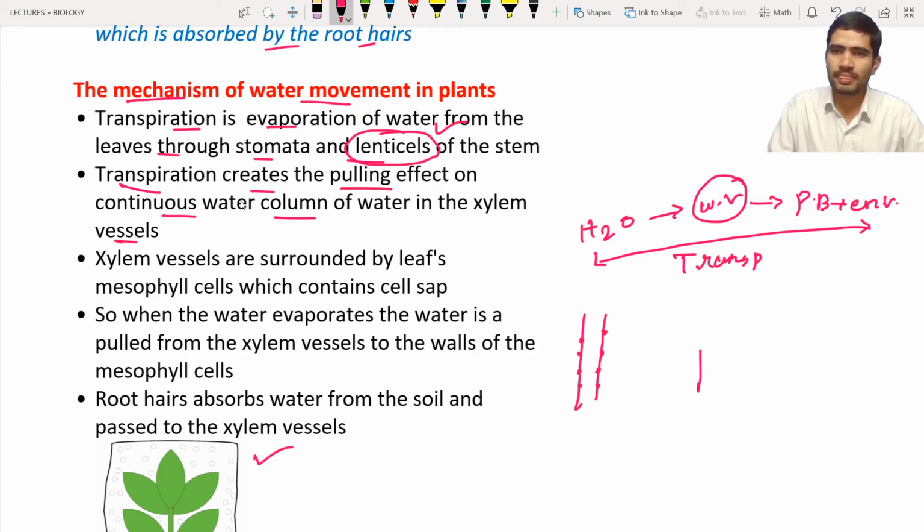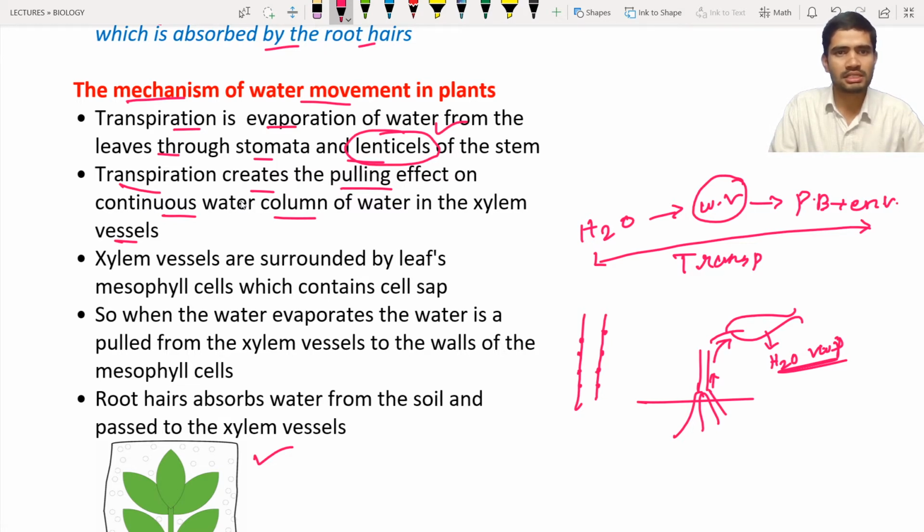So this is the stem. These are the roots, and water which is absorbed from the soil will be transferred to the stem. If the leaf is there over here, and it is going to transpire water in the form of water vapor, what is it going to do? It is going to create a pulling effect of water into the leaves. It means we can understand that not only root pressure but also transpiration is helping the water to move up the plant. This is known as transpiration.